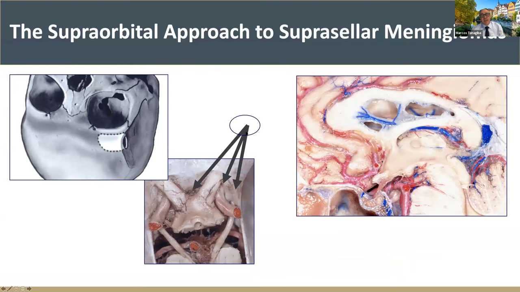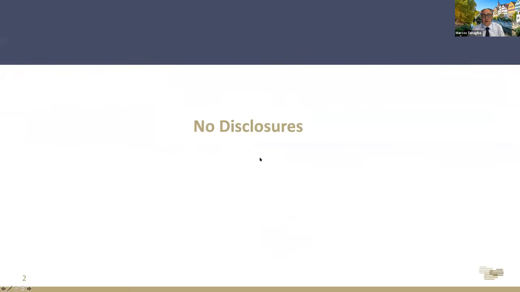I have no disclosures. So the first thing I would like to say is that this is my preferred approach for suprasellar meningiomas. I've tried many other approaches, but this is my preferred one. It is very simple and straightforward. After 10 minutes, you are opening the dura mater, and it's very flexible because you can go lateral to the carotid, between carotid and optic, between the optics. So I like this approach for suprasellar meningiomas, clinoid, anterior clinoid, planum sphenoidale meningiomas, but also for ACOM aneurysms, ACA aneurysms, even for basilar tip aneurysms. This is a very flexible approach.